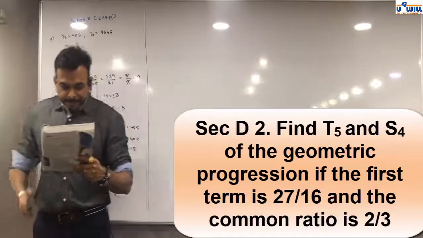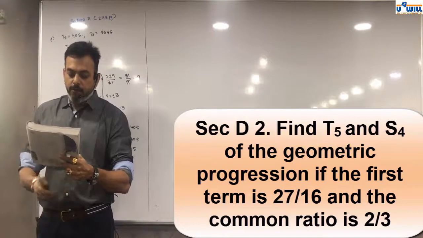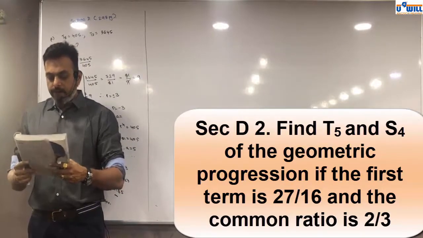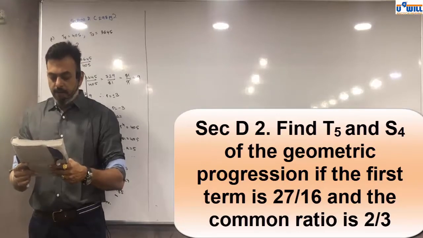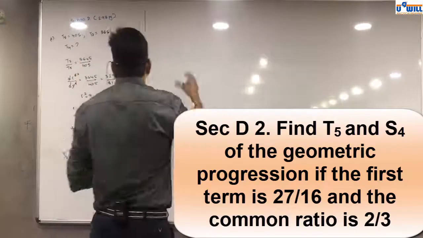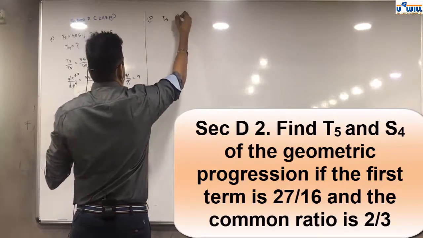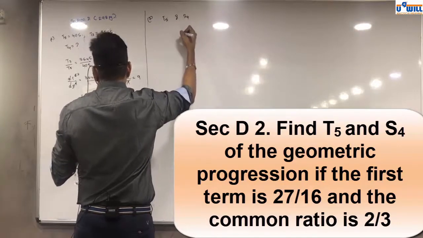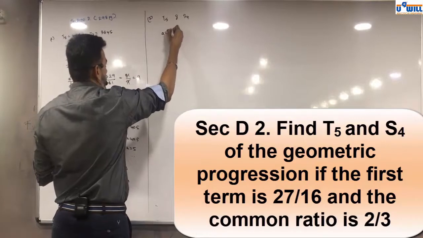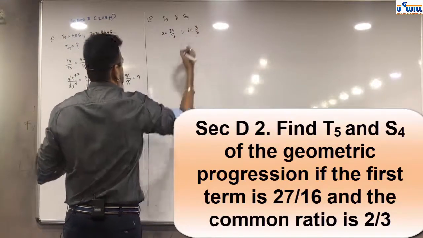Next one. Question number 2. T5 and S4 of a geometric progression, if the first term is 27 by 16 and common ratio is 2 by 3. Let's do it. Question 2. T5 and S4, we have to find out. First term A is equal to 27 by 16 and R is equal to 2 by 3.